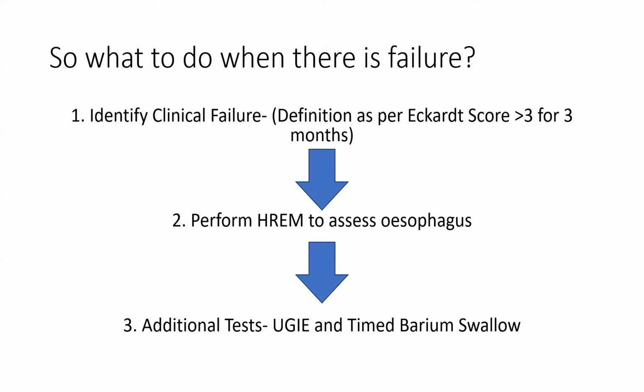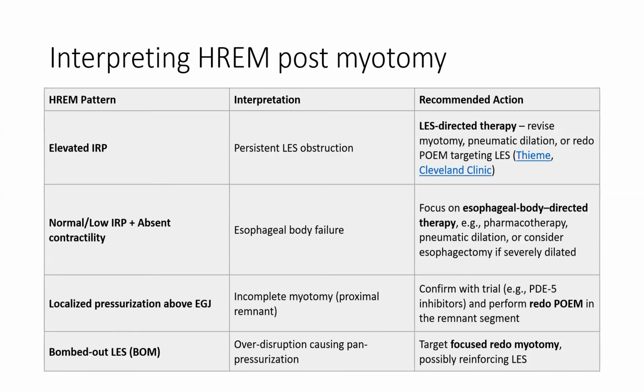So identify the clinical failure, define it if its Eckardt score is more than 3. Perform the manometry to assess the esophagus. And if you're still not convinced, you can do some additional testing. And what will HRM show, how do you interpret it? If you have an elevated IRP, that tells you that definitely there is a persistent LES obstruction that is happening.